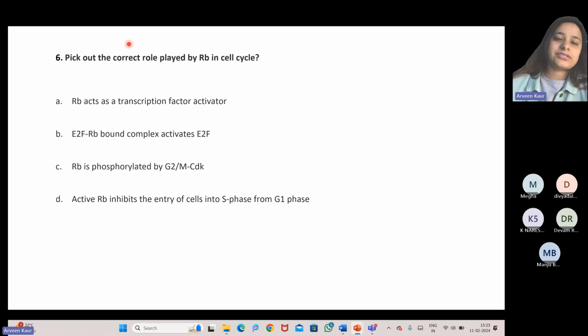Okay. So question number 6 says, pick out the correct role played by RB in the cell cycle, right? RB acts as a transcription factor activator, or the E2F RB bound complex activates E2F, or RB is phosphorylated by G2M CDK, or active RB inhibits the entry of cells into S phase from the G1 phase. So this one requires a little more recollection than the ones we've come across till now. I will give you a while to go through the question. Try to think about what this RB was.